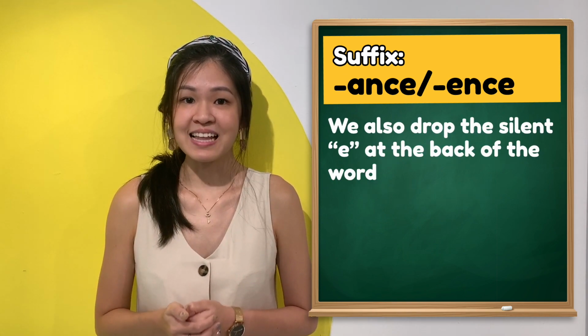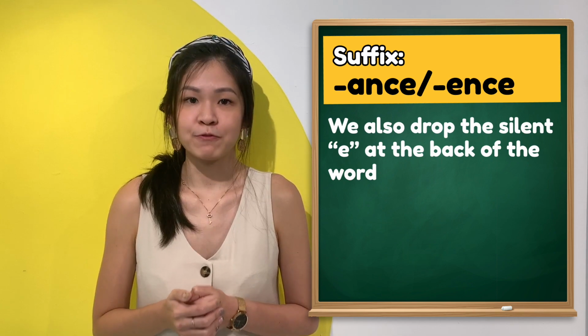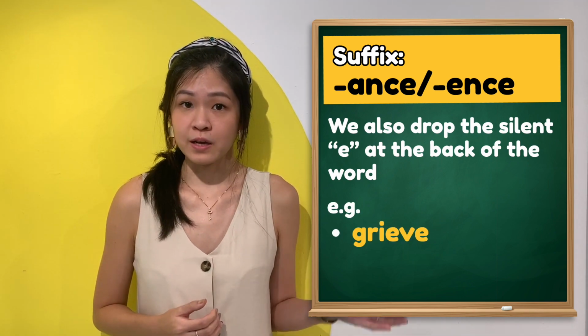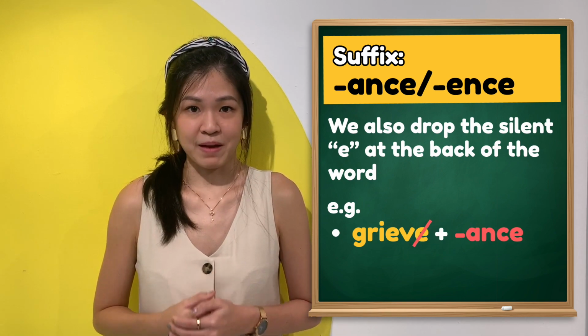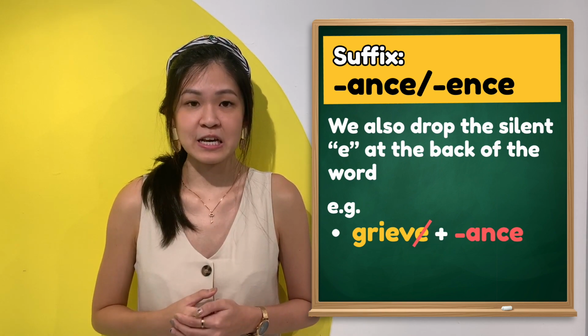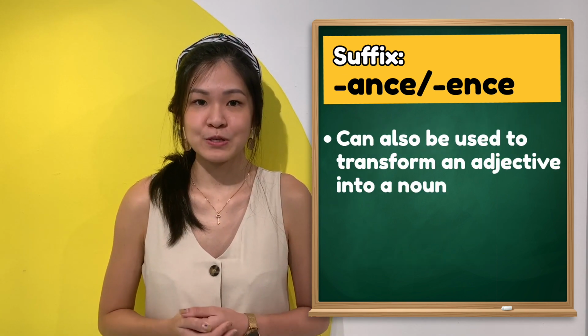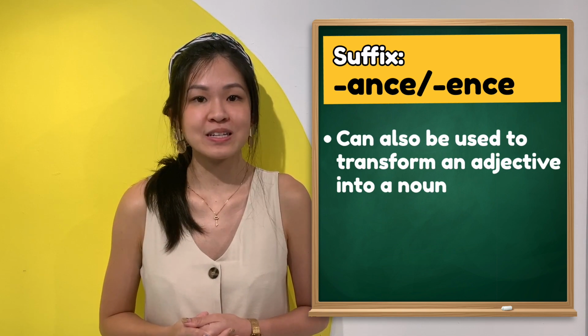We also drop the silent e behind the verb before adding in the suffix. For example, for the verb grieve, we will drop the e at the back and add ance to form the noun grievance. Note that the suffix can also be used to transform an adjective into a noun.